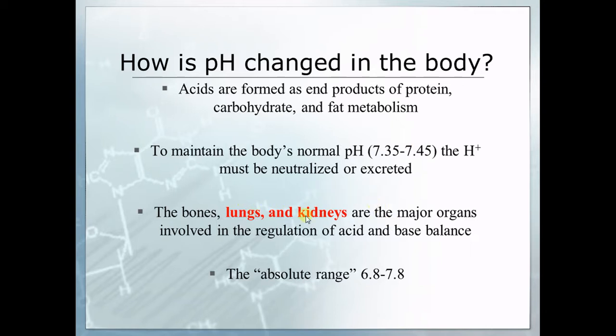Right? And then the key players we're going to talk about, the lungs and the kidneys, are the major organs that are involved in keeping this regulation. And here's the absolute range, between 6.8 and 7.8, and some books refer to it as 6.8 and 8.0. If you go down to 6.8, you're a goner. If you go up to 8.0, you're a goner. Your acid base has gone so far out of whack, your enzymes can't stay in balance. They can't work properly, and then you start dying.